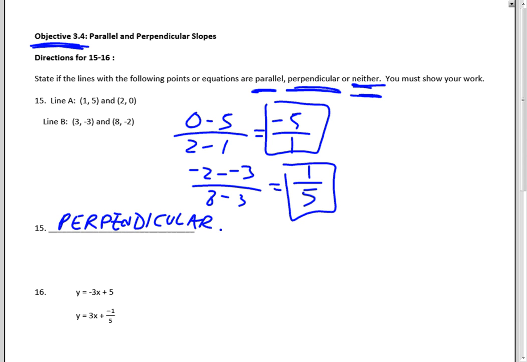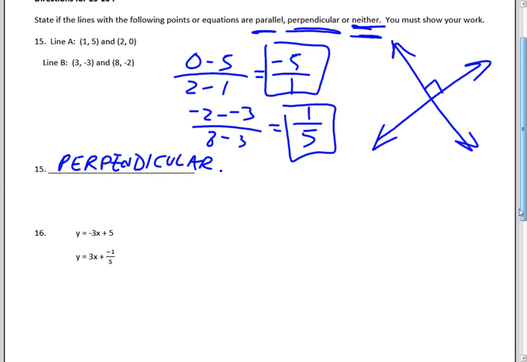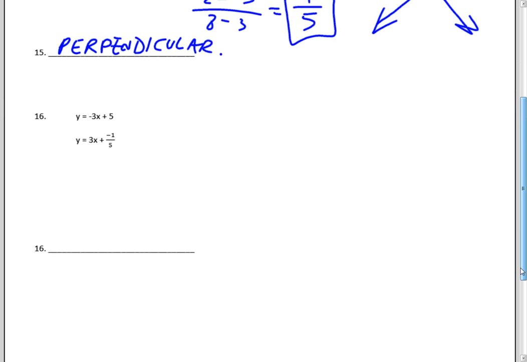I'm going to pass out some graph paper on the day of the test. If you want to check yourself and go back and actually plot these points and take a look at the lines and make sure that you're getting something that even looks perpendicular, go ahead, check yourself. Don't have to do any slope work here.